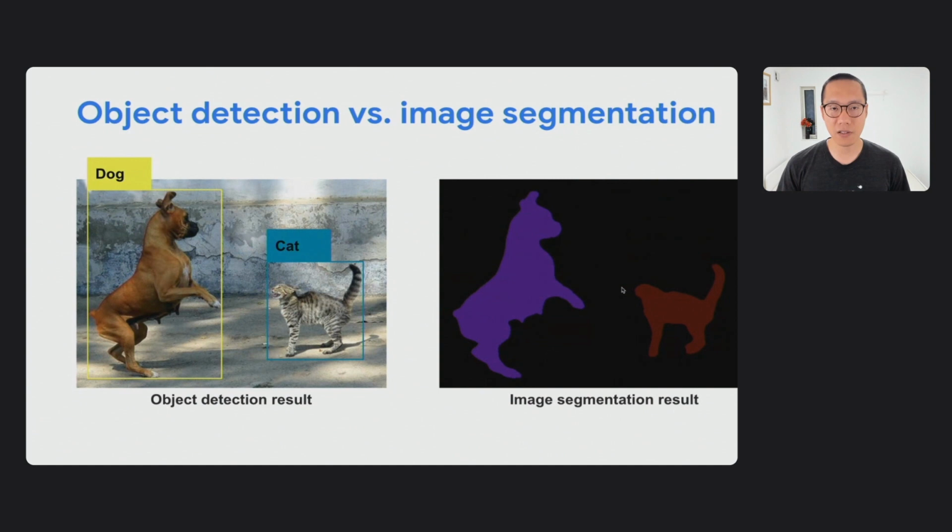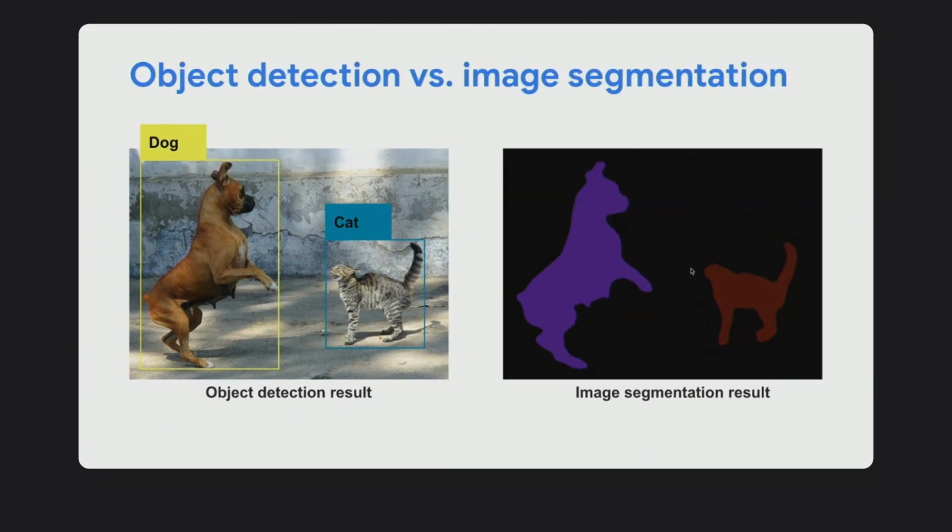There is another quite common computer vision task that you will see a lot when you work in machine learning. This is called image segmentation. Object detection and image segmentation are similar in the sense that both return to you where the objects they detect are in the image. But image segmentation is different from object detection in that it returns to you a mask telling you which pixel belongs to which object.